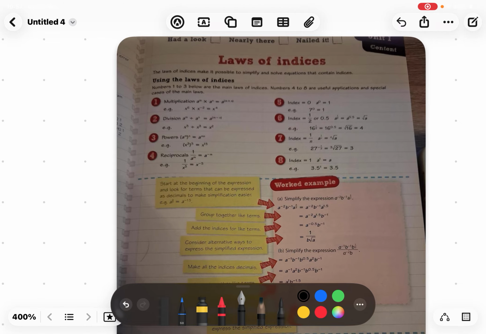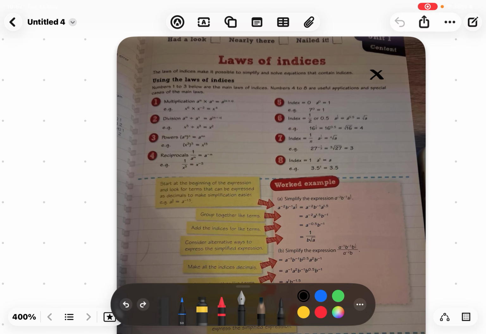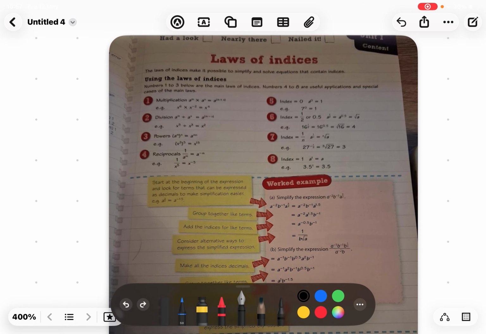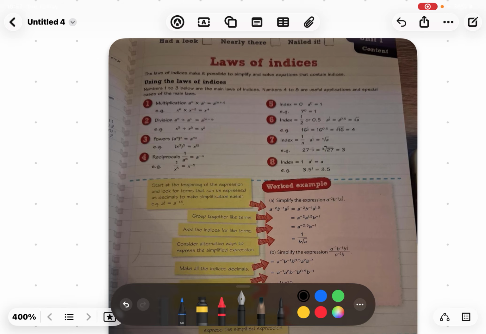So basically, the laws of indices make it possible to simplify and solve equations that contain indices. The number on the top is the index. I mean, it's more of a power, however, it's just the whole idea, I guess. Using the laws of indices. So basically, there are laws, and I'll explain in a second what the book means by the laws.